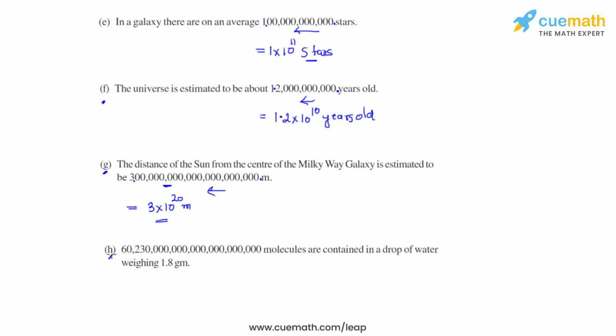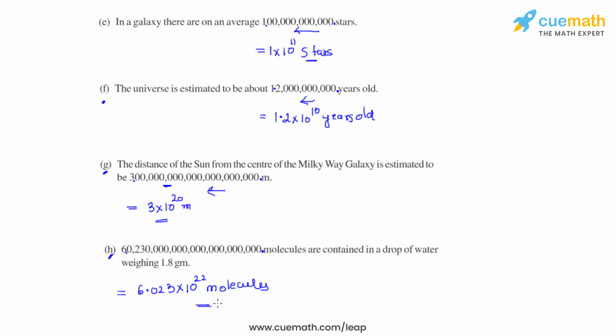We come to the part H now. This huge number of molecules are contained in a drop of water weighing 1.8 gram. So we'll have to convert this into standard form so that it becomes easier for us to read it out. Otherwise, this huge number would be very, very difficult for us to read out. The decimal, which is currently here, should be moved between 6 and 0. On counting, we get that number as 22. That is, the decimal should be shifted by 22 places towards left. So our answer will be 6.023 times 10 raised to 22 molecules.